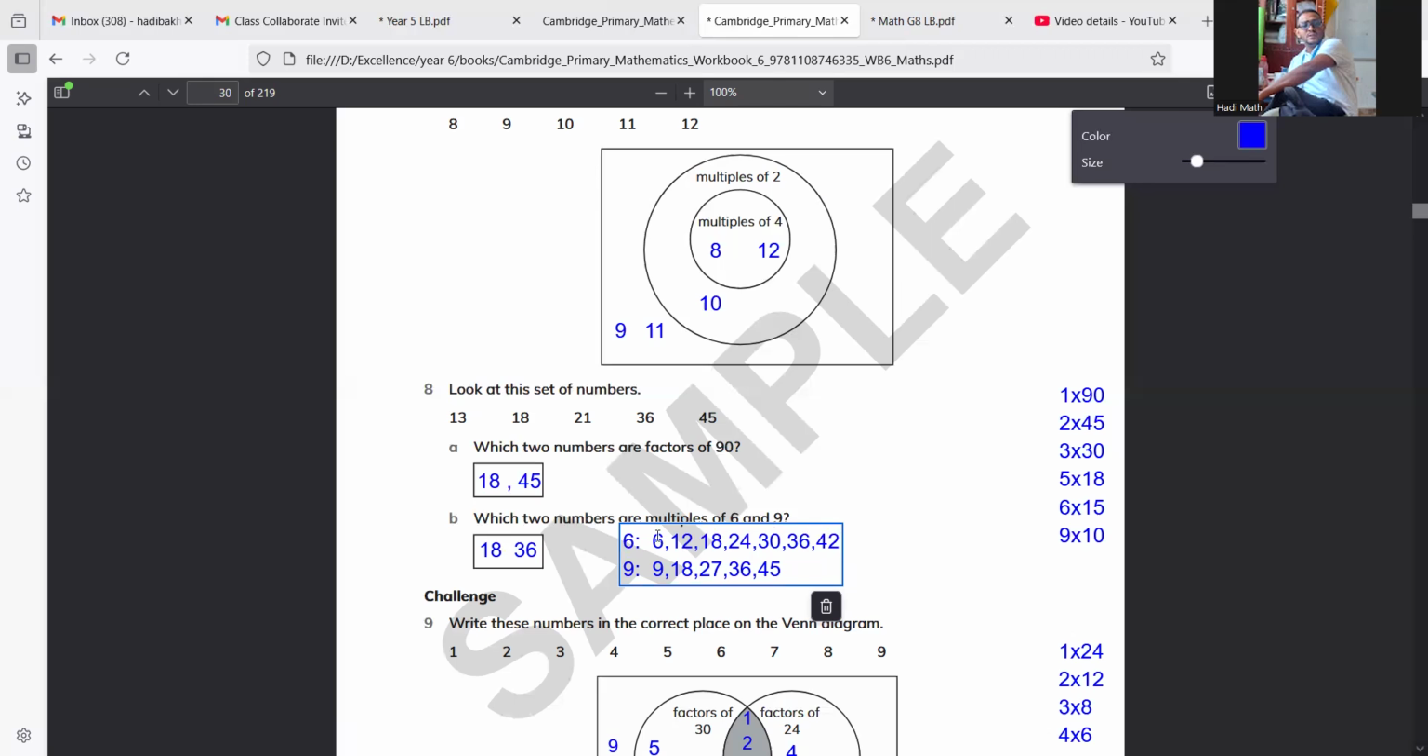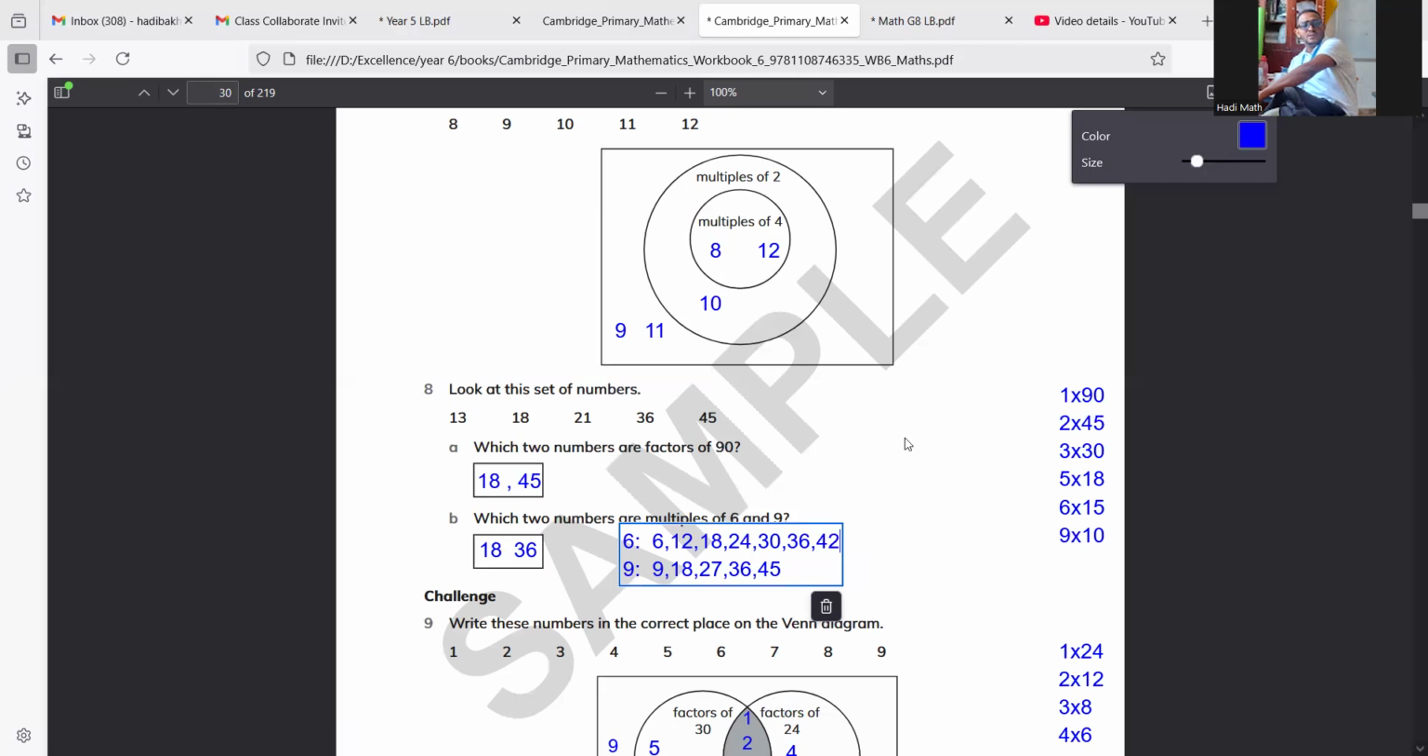Then you compare between them. 9, you don't have 9 in the multiples of 6. 18, yes, you have 18 in both. 27, you don't have 27 in the multiples of 6. 36, yes, you do have it. 45, you don't have it. So it's 18 and 36 because they ask you which two numbers are multiples of 6 and 9.